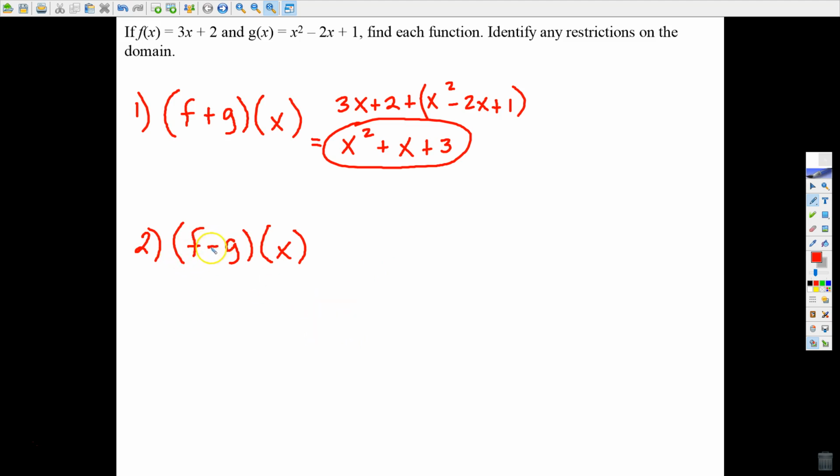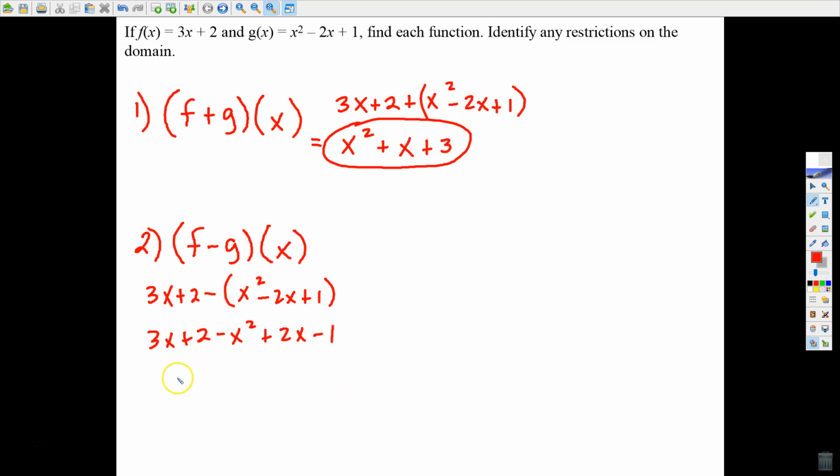Number 2 is taking those same two functions and subtracting them. So we'll start with the f function, the order that it's given in the problem, 3x plus 2, and then we're going to subtract the g function, x squared minus 2x plus 1. I'm going to remove the parentheses, distributing negative 1 to this group. So 3x plus 2 minus x squared plus 2x minus 1.